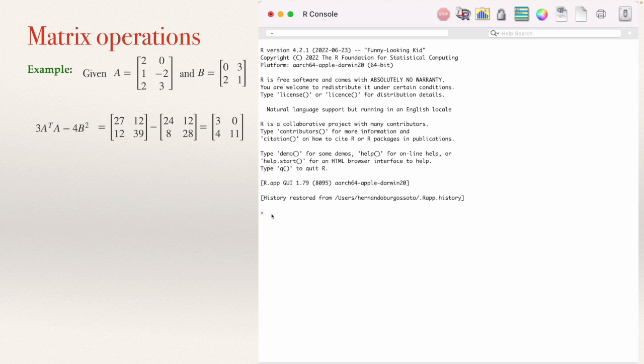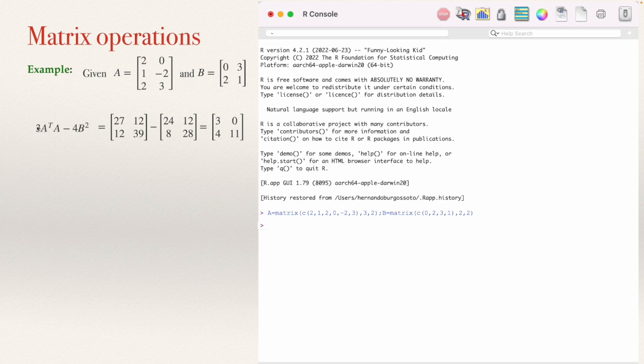So I'm going to type A equals matrix, and the elements and the number of rows and number of columns, and then also the matrix B, with the number of rows and number of columns. That is, this is a 2 by 2 matrix, and press enter. As soon as you enter, you have the two matrices in the memory of R, so you can use them immediately. You can type, for example, 3 multiplied by A transpose multiplied by A.